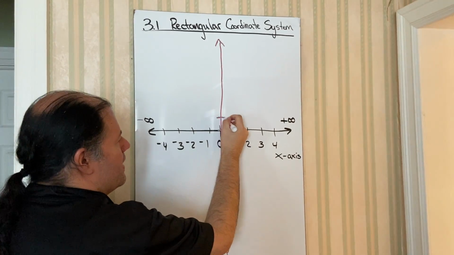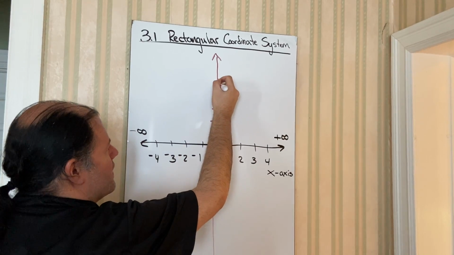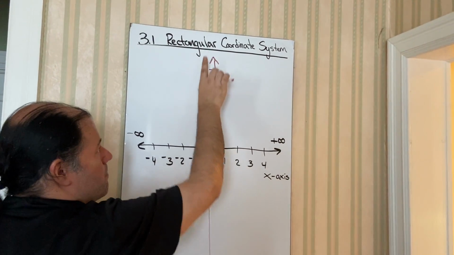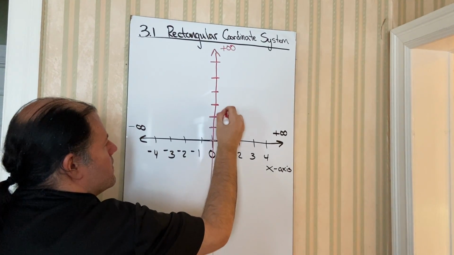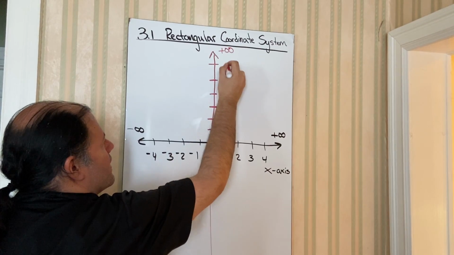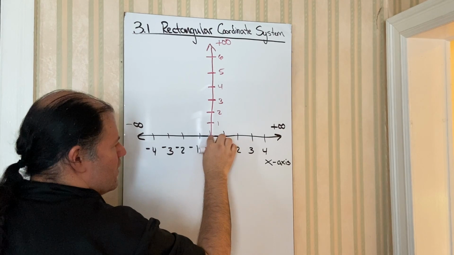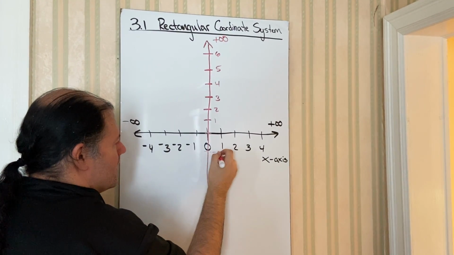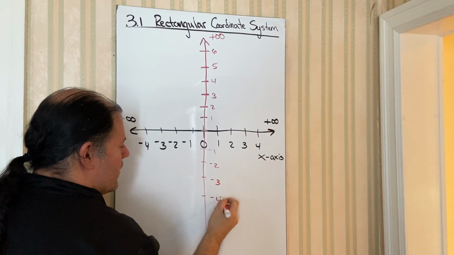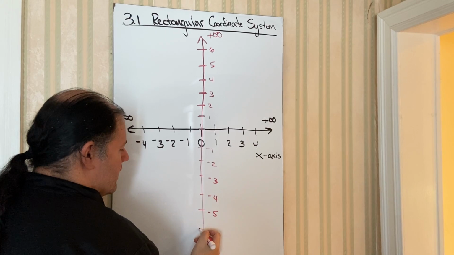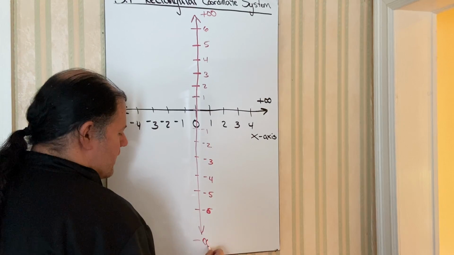And then as I go above, think of it like a thermometer. When you look outside, the temperature gets hotter. So it gets positive in this direction. Okay, so we can say 1, 2, 3, 4, 5, 6, forever. And then as we get colder, we're going to go below 0. So we're going to get negative. Colder and colder forever. And this will be negative infinity.